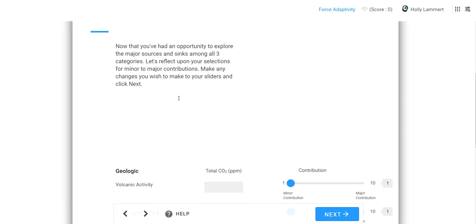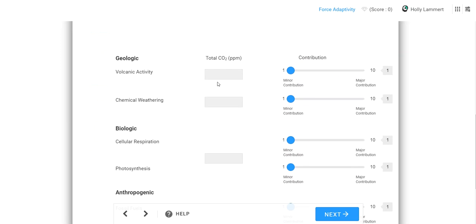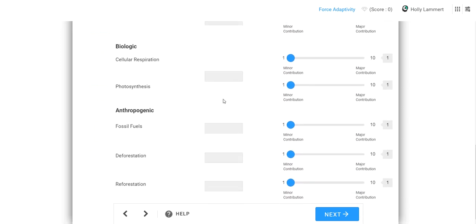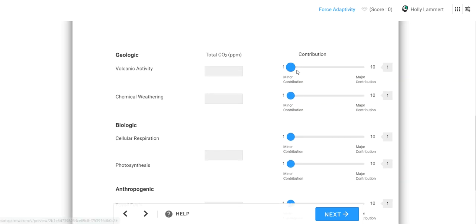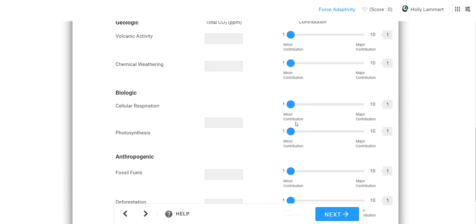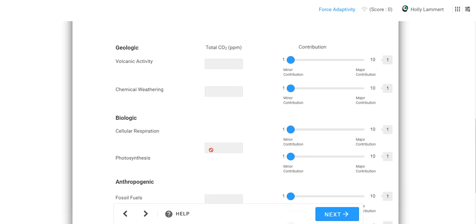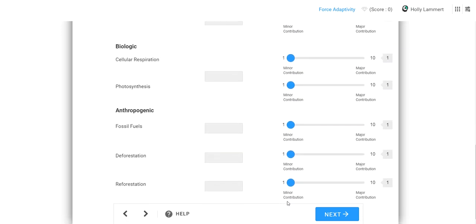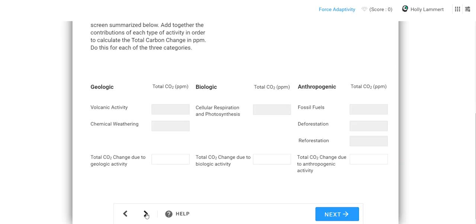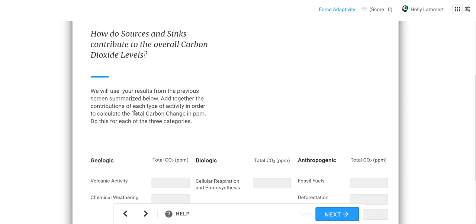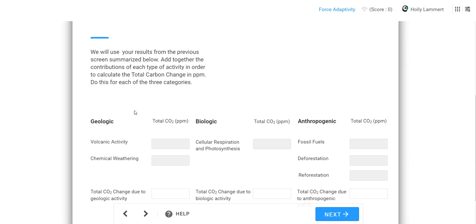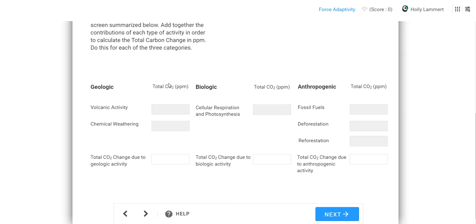Okay, and based on these, we're just trying to rate our total. So go ahead and, based on the numbers you have built up here, decide how big a contributor you think volcanic activity, chemical weathering, biologic, and anthropogenic are. My numbers aren't showing up here because I've skipped around a little bit, but hopefully yours show up, and then you can make an estimation based off that. Then we're going to use these results from the screen summarized below and add together the contributions of each one. So go ahead and add up your numbers there.